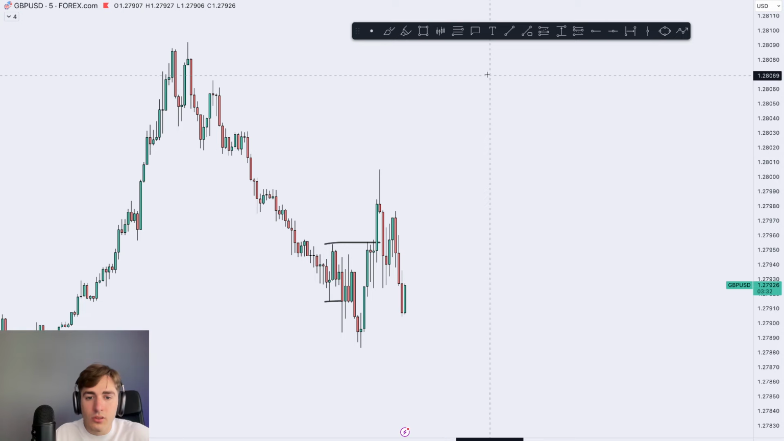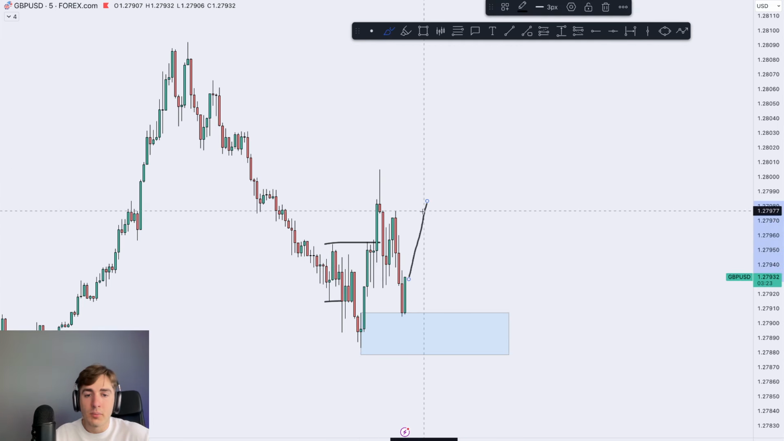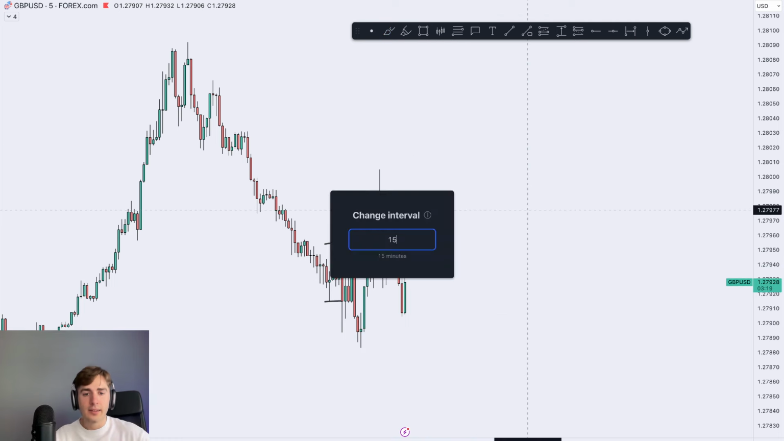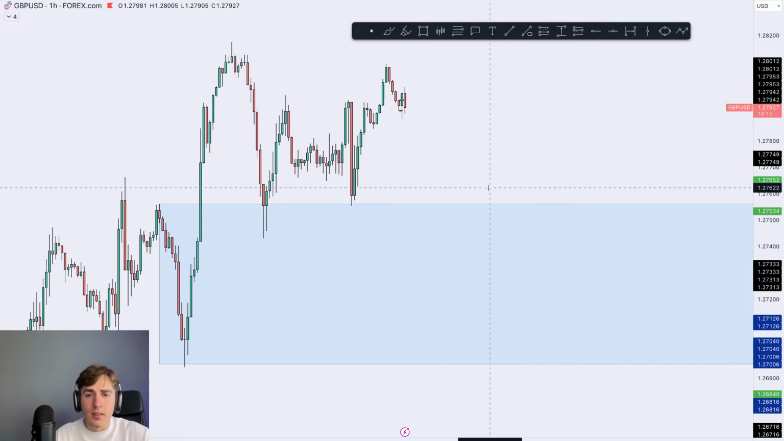Let's see what the 15-minute brings us. We're now in the extreme area of demand over here on the 5. So let's see if this demand zone can play out. If you want to play this safe, wait for this high to go and then get in that trade. So yeah, that is pretty much that.